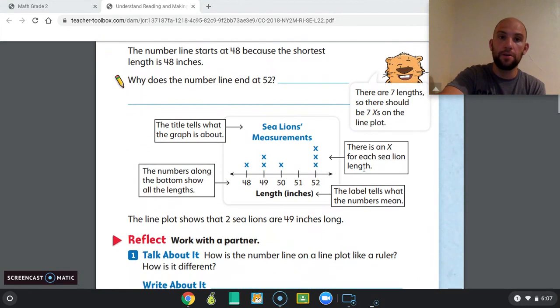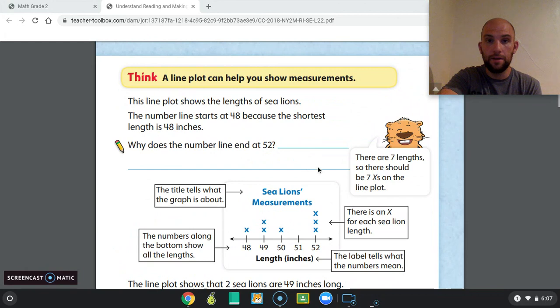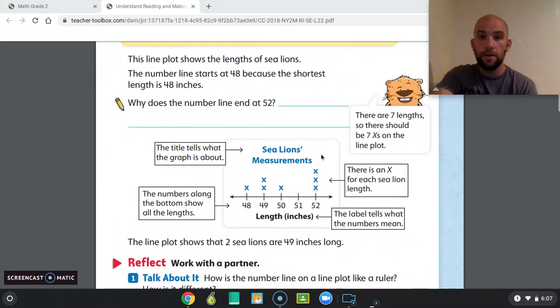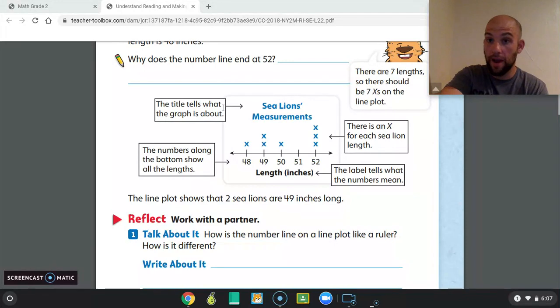So let's take a look at our line plot here. The title tells us what the graph is about. Right here, sea lions measurements. The numbers along the bottom show all of the lengths. So these are all the lengths that are represented. Then we have an X for each sea lion length. So each sea lion that measures one of these lengths gets an X. And the label tells us what the numbers mean. So these numbers are the sea lion's length in inches.